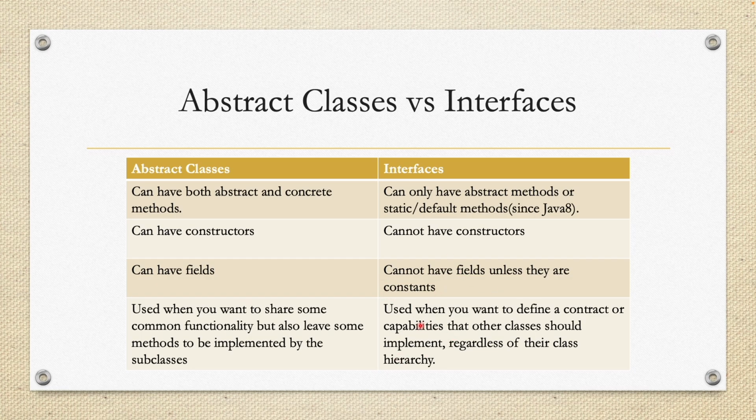And take a look at the use for those two. Abstract classes can be used when you want to share some common functionality, but also have some methods to be implemented by the subclasses. Whereas interfaces are used when you want to define a contract so that other classes must implement those abstract methods that you're providing in the interfaces.